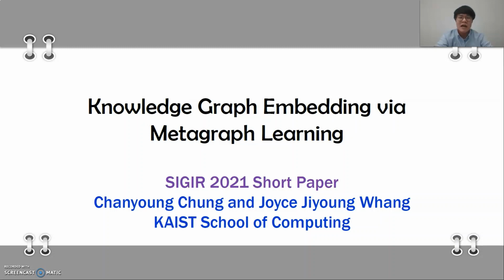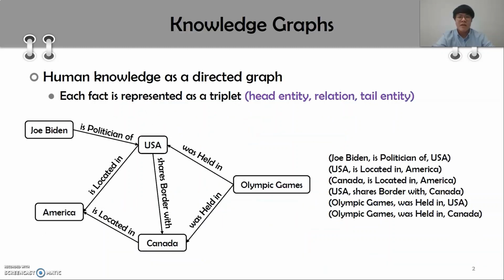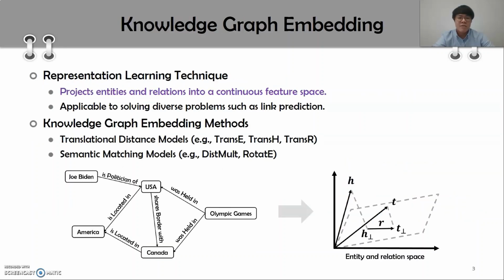In this video, I will present Knowledge Graph Embedding via Metagraph Learning, which is a co-work with my supervisor, Professor Joyce Jiyoung Whang. A knowledge graph is a graphical representation of human knowledge. In a knowledge graph, each fact is represented as a triplet, which consists of a head entity, a relation, and a tail entity. Knowledge graph embedding is a representation learning technique that projects entities and relations into a feature space.